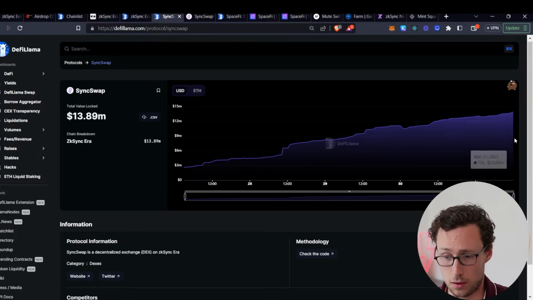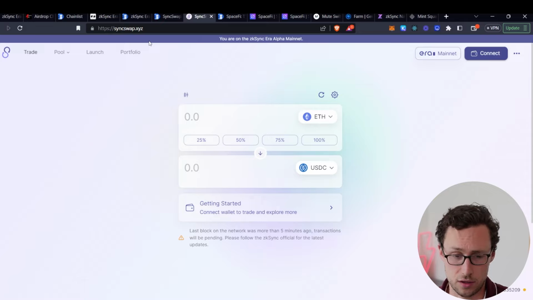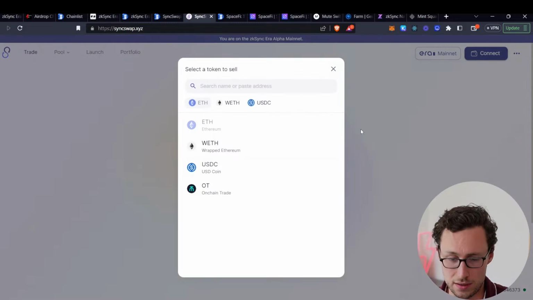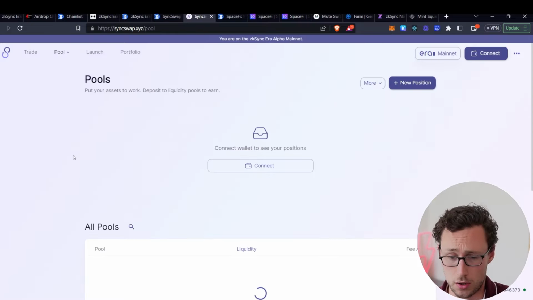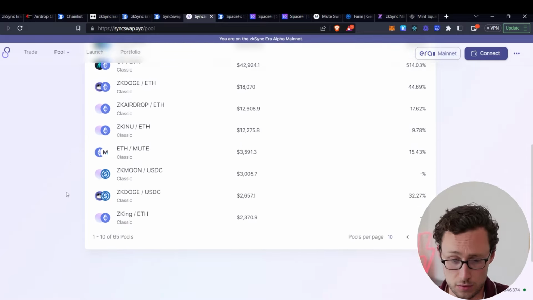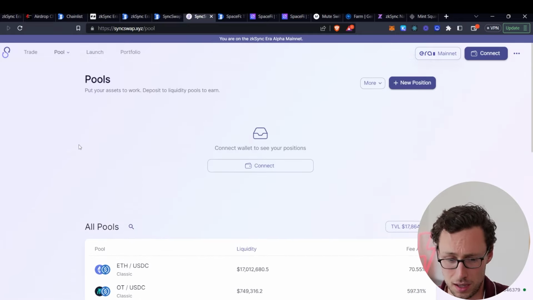And SyncSwap is the largest with $13 million in TVL. And if you just go to SyncSwap here, it's basically a Uniswap fork. You can swap between ETH, you can swap between USDC, you can swap between some token known as OT that I've never heard of, and then there are, I'm sure, some others as well that are non-major tokens that you can find. For example, ZK Doge, ZK Inu, I presume those are meme coins. And these ones are quite small, right? They have tiny liquidity. I'm not at all endorsing them. I'm just showing you what's available.